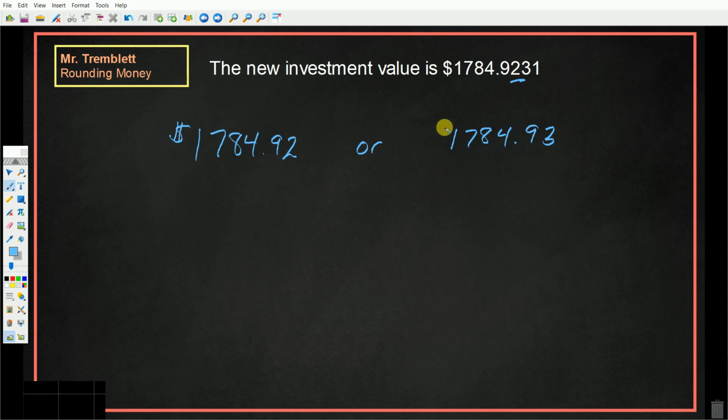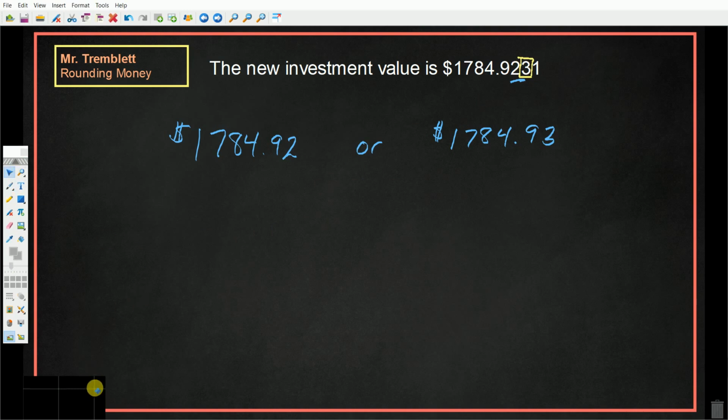And once we realize that these are our two possible answers, we ask ourselves, which one of these two numbers is this closer to? And to determine that, we end up looking at the number that comes right after the hundredths place, right after the second place value. So in this example, it's a 3.